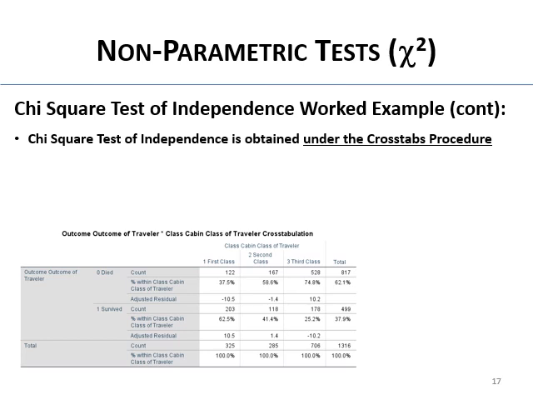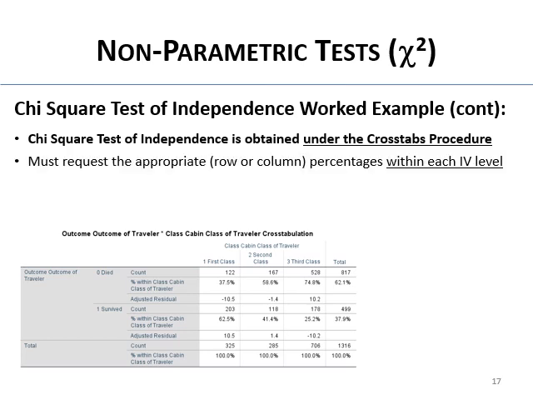You've got whether they died or survived on the left side. So those are the rows. The columns are the cabin class of the traveler. So that's first, second, or third class. And you must request the appropriate row or column percentages to give you the percent within each IV level. So it varies. Sometimes you need the column percentage, sometimes you need the row percentage. You kind of got to look and figure it out.